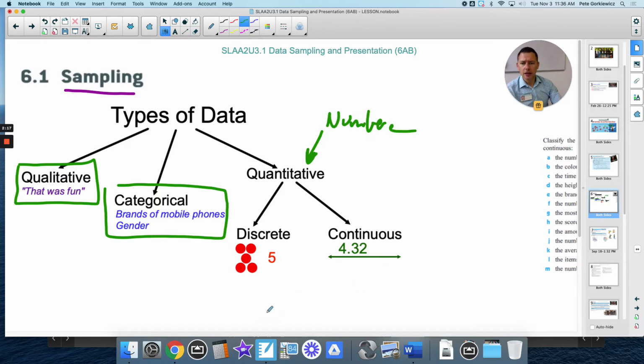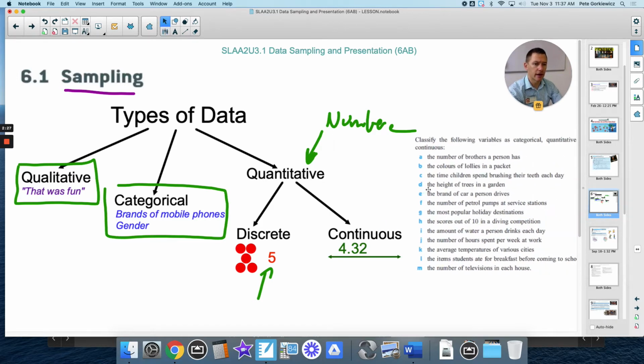Discrete means that they're whole numbers, things that you can count individually. Continuous can be decimals, and I'll give you some examples of the difference of that.